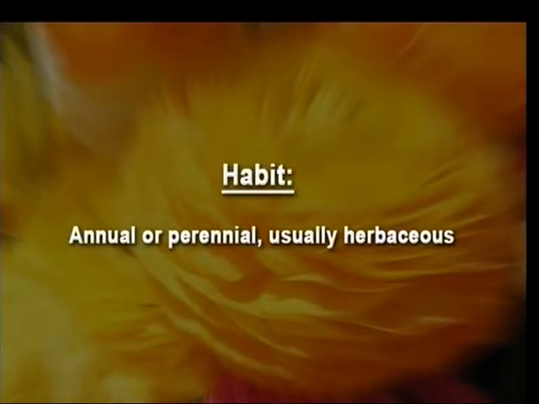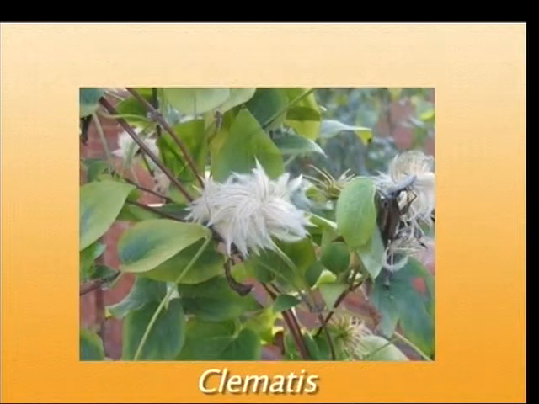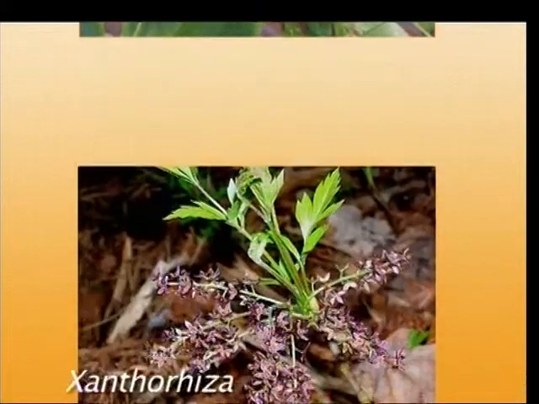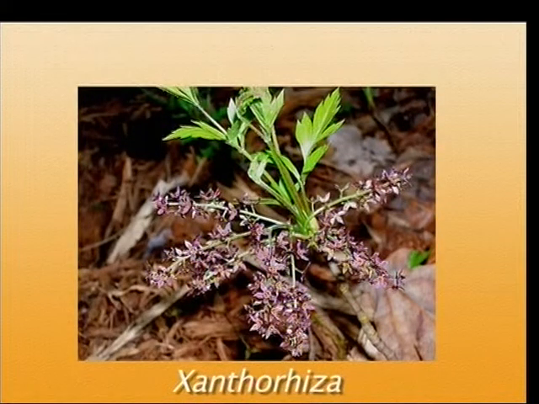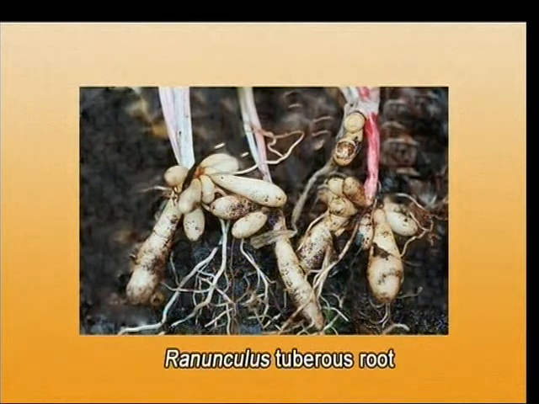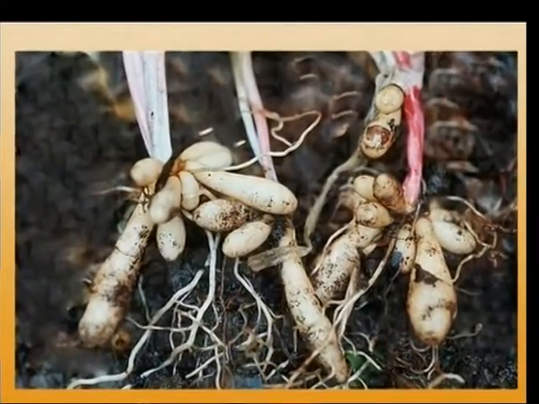So we are going to start the description of this family Ranunculaceae, starting from its habit. It is mostly annual or perennial in its life cycle, and usually these are herbaceous. But some of the members in Ranunculaceae are woody climbers, as is true for a genus called Clematis, or sometimes it can be a shrub, as is Xanthorrhiza. Coming to the second part, that is root. It's a taproot system which is always branched, or sometimes it can be tuberous as well.